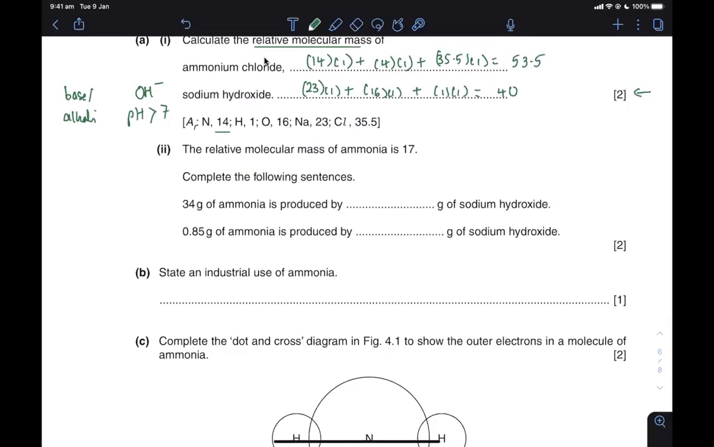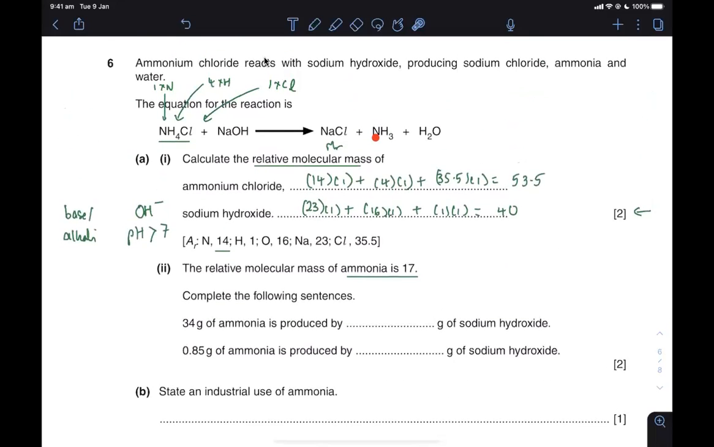The Mr of ammonia is 17 because ammonia is NH3. So 1 nitrogen is 14, 3 times 1 for the hydrogen. So 14 plus 3 times 1 is 17. Now, what do we know? We want to talk about ammonia. We want to talk about sodium hydroxide. So we look at sodium hydroxide, we look at ammonia, okay? So sodium hydroxide, 1 of it, gives me 1 of ammonia. They don't put a number in front, that means it's 1 and 1, just like that.